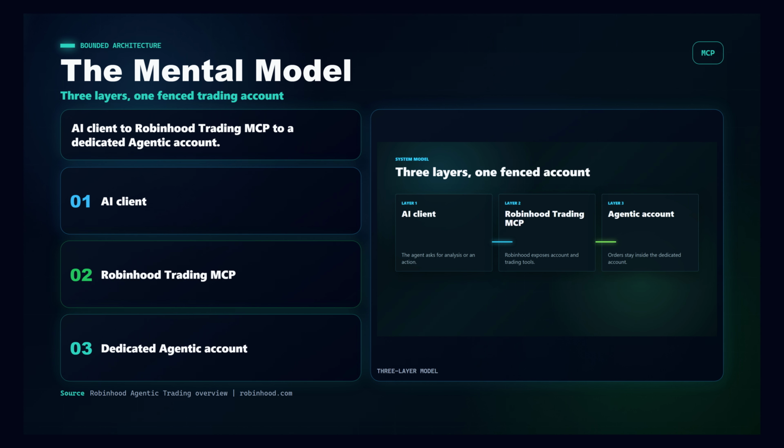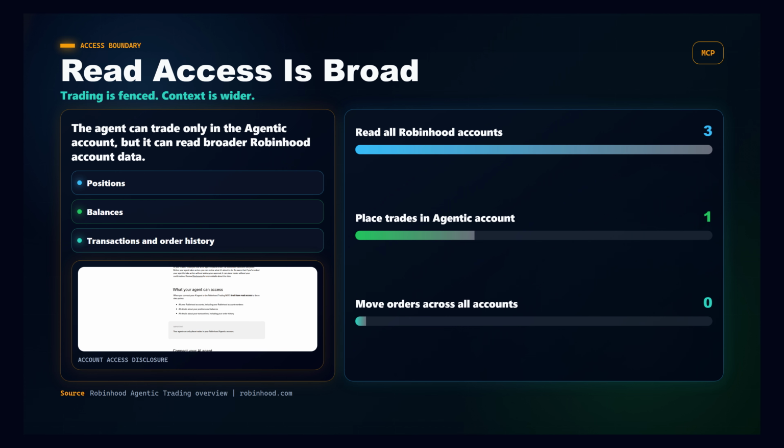The safest mental model is 3 layers. First, there is the AI client, like a coding agent or chat agent. Second, there is Robinhood's trading MCP server, which exposes account and trading tools. Third, there is the dedicated agentic account, where actual orders can be placed. That separation is important. Robinhood says the agent can place trades only in the agentic account, not across every account you hold. But the boundary is not as simple as the agent only sees a tiny sandbox.